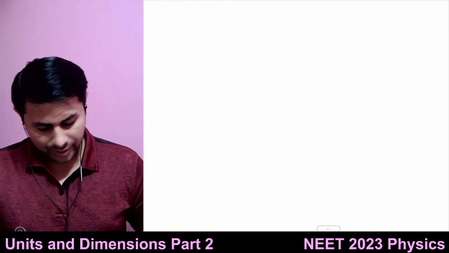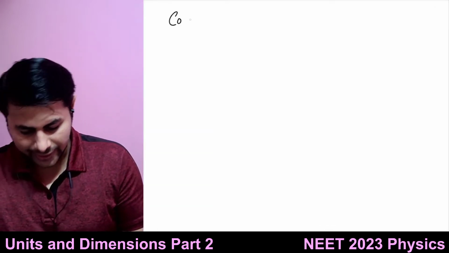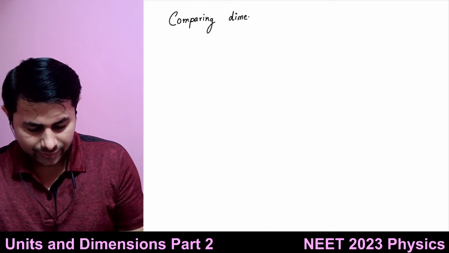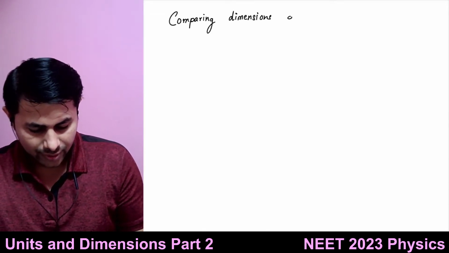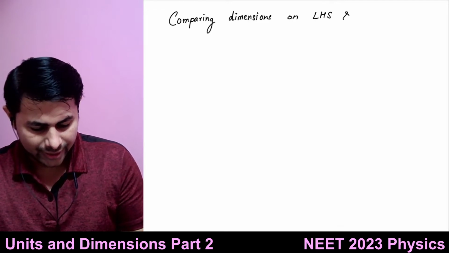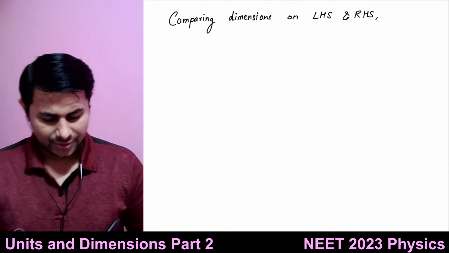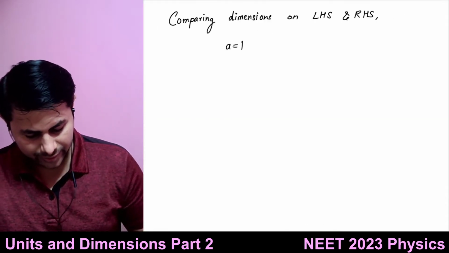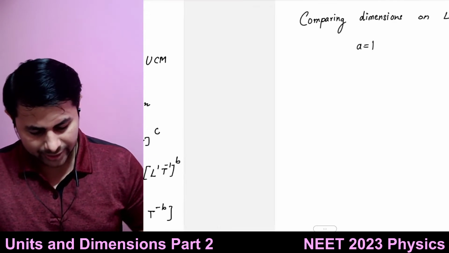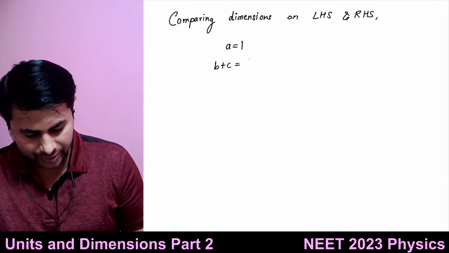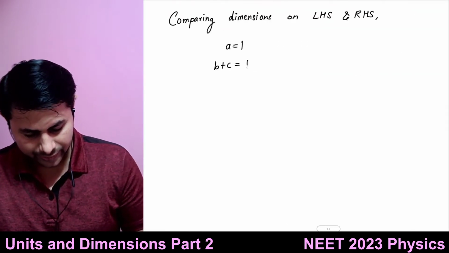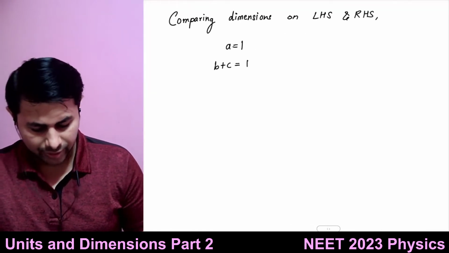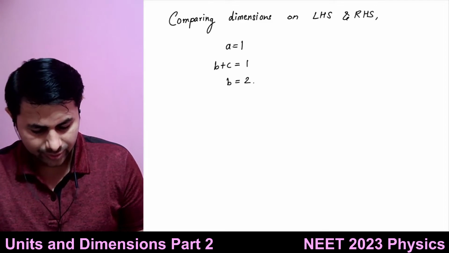Okay, so let's write, comparing dimensions on LHS and RHS. What do you get? You get a equals to 1, you get b plus c equals to 1, and you get minus b equals to minus 2, that means b equals to 2.